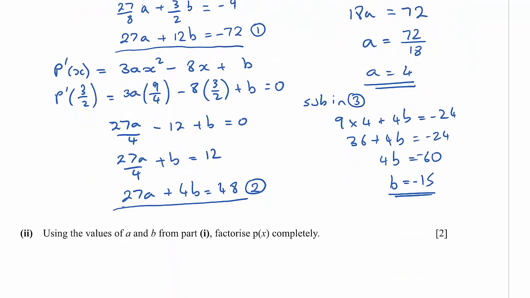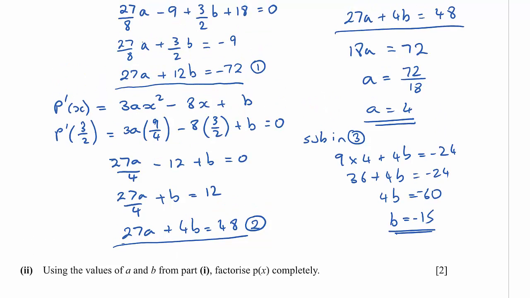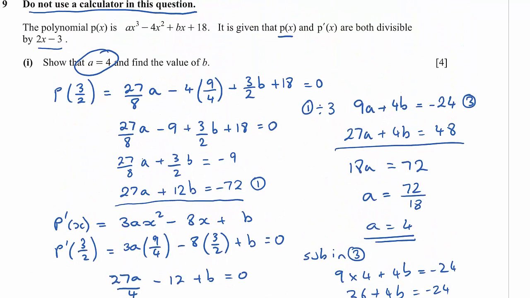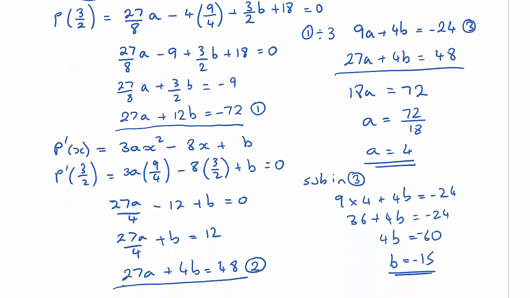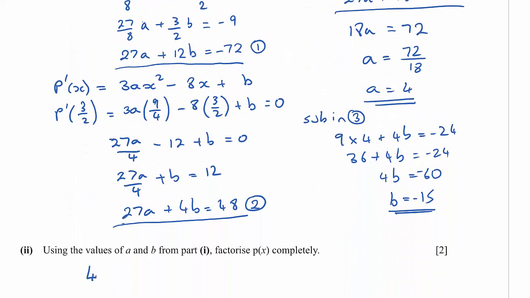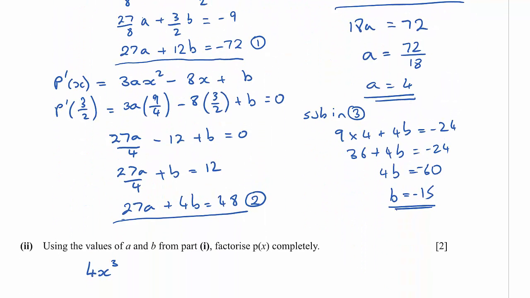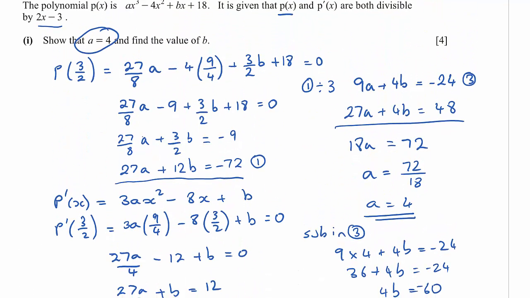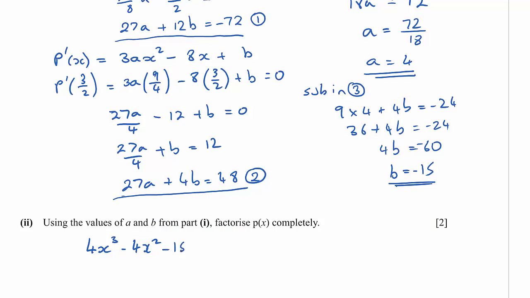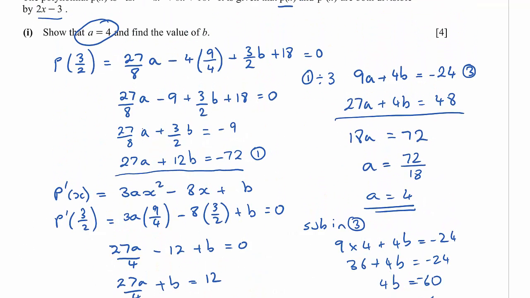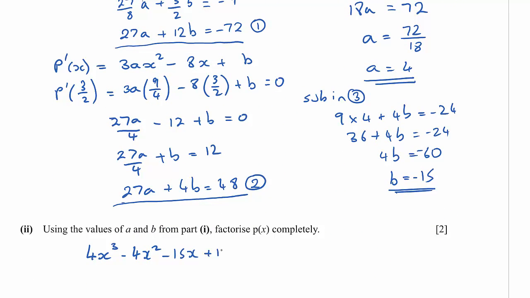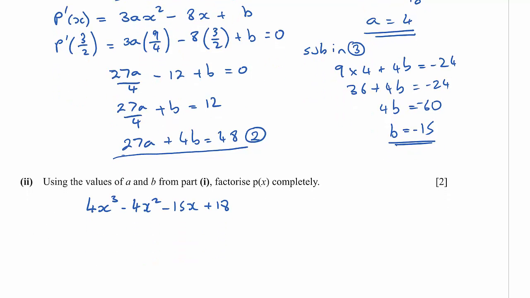So now, using the values of a and b from part 1, factorise p of x completely. Well, we found a was 4 and b was negative 15. So we have 4x cubed minus 4x squared minus 15x plus 18. We know that 2x minus 3 is a factor. We were actually given that.